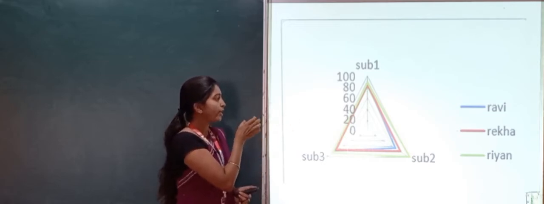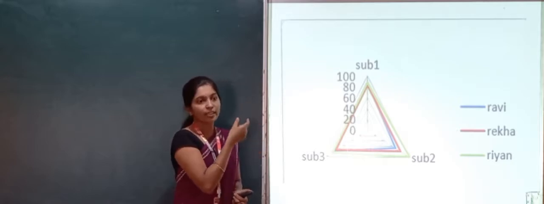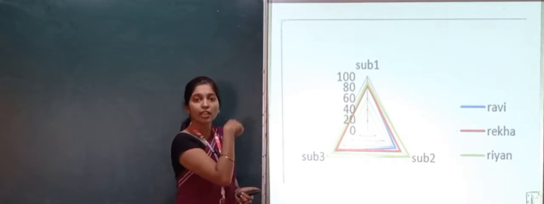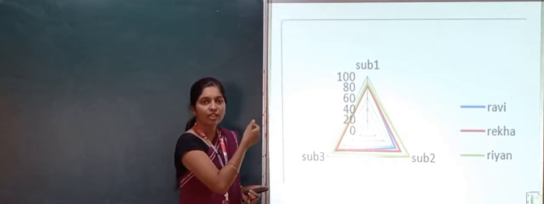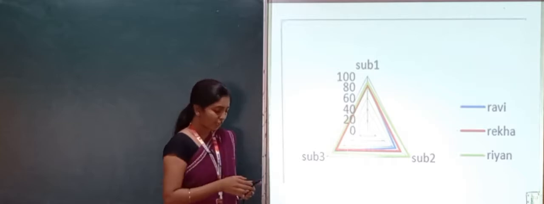Here how the data series are compared making the aggregate of those data series. We make the aggregate of the data series and compare them with the other data series, which we can see here in the radar chart. This is how we represented the radar chart.